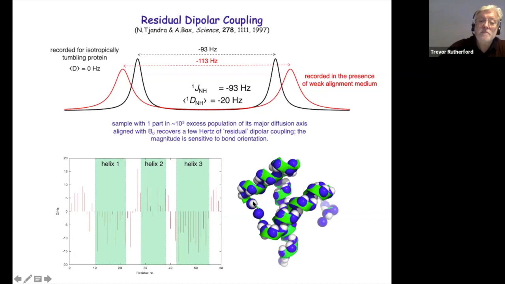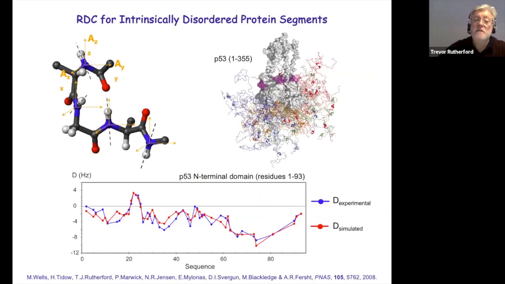That for a 3-helix bundle is just illustrating the point, but in practice we can use it for proteins in a very much more challenging application. This is p53, full-length p53 as a model.